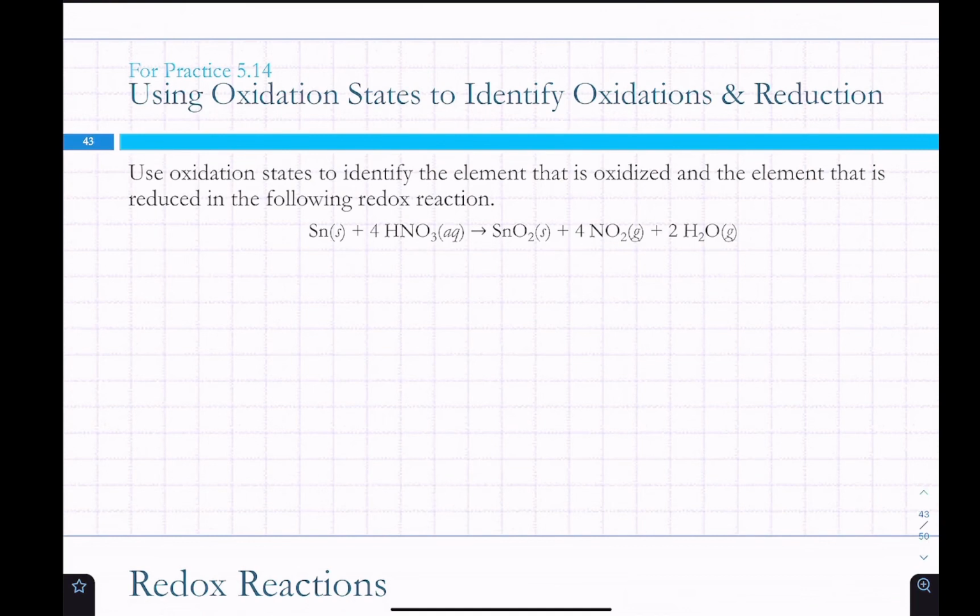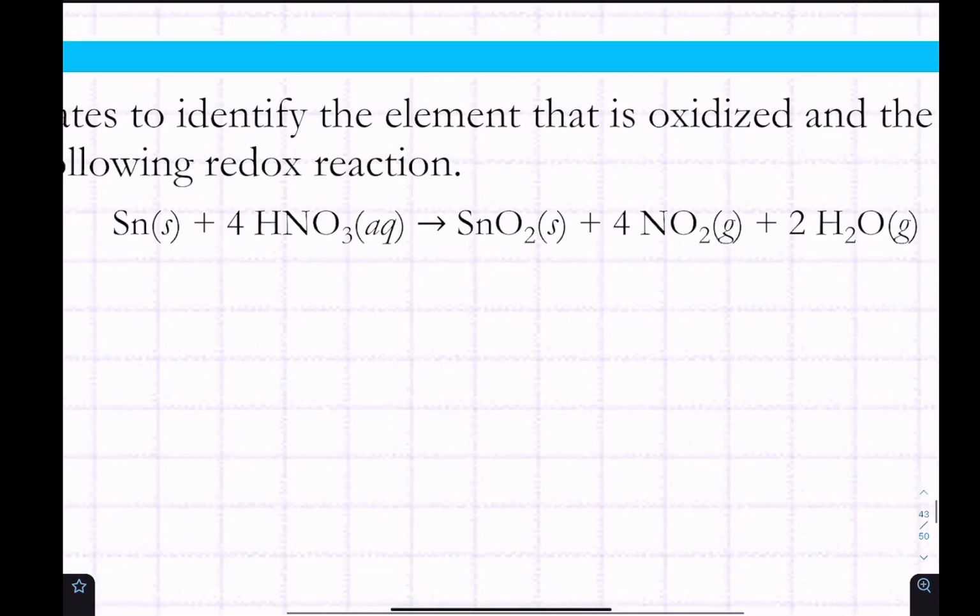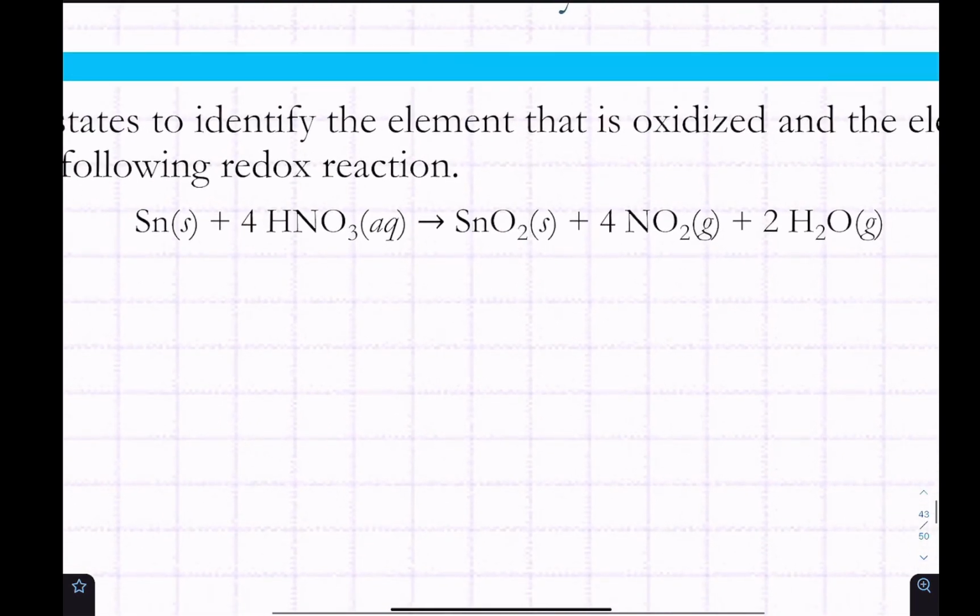Let's do it then. Use oxidation states to identify the element that is oxidized and the element that is reduced in the following redox reaction. How do we even do it? Assign oxidation states. Going to give everything an oxidation state. So what's the first element there? Tin. And what's the oxidation state? Zero.